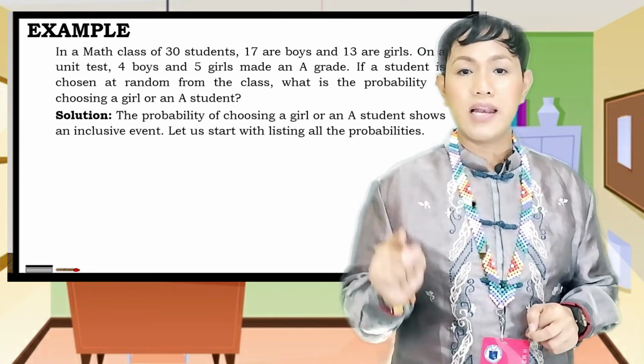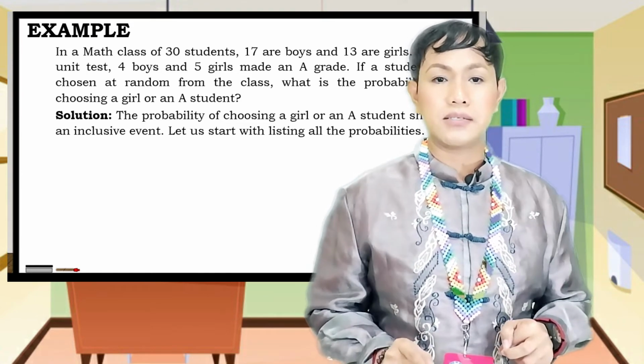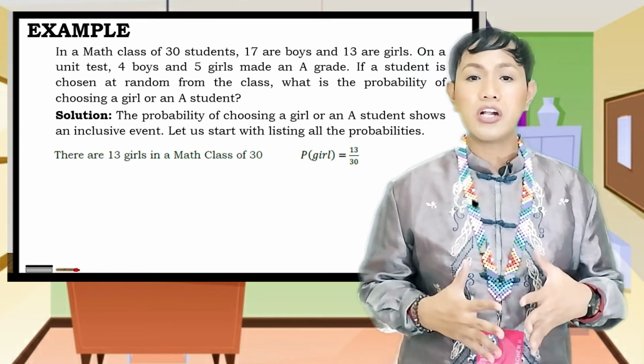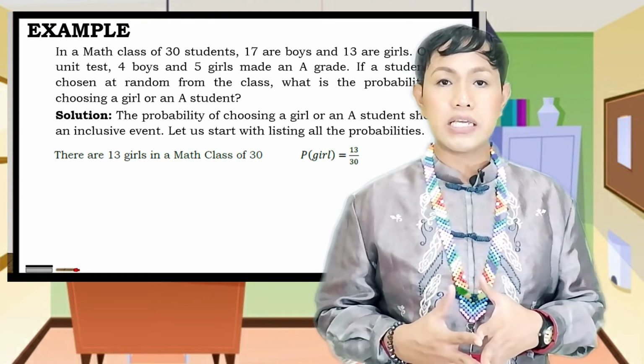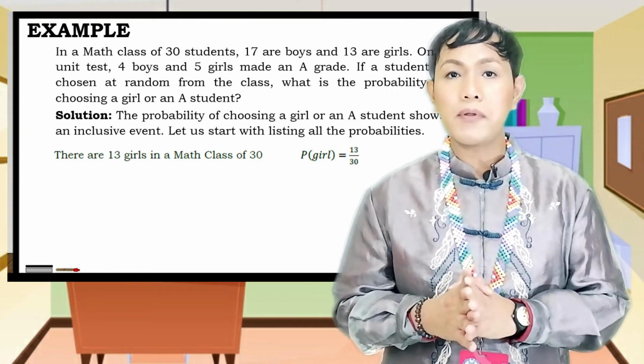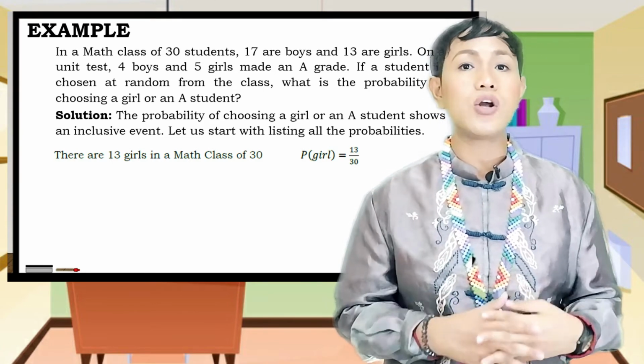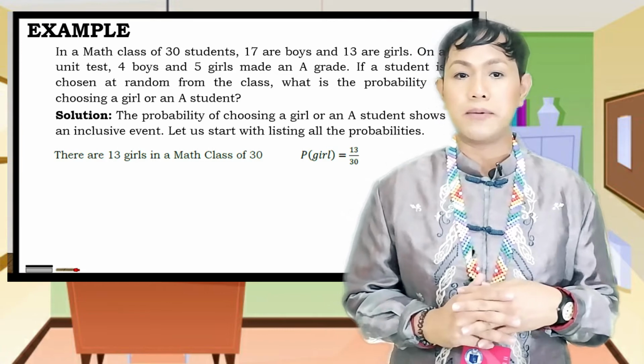Let us start with listing all the probabilities. There are 13 girls in a math class of 30, which means that the probability of getting a girl is equal to 13 over 30.